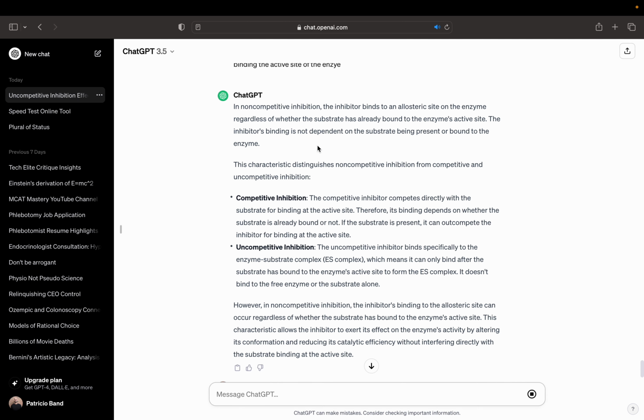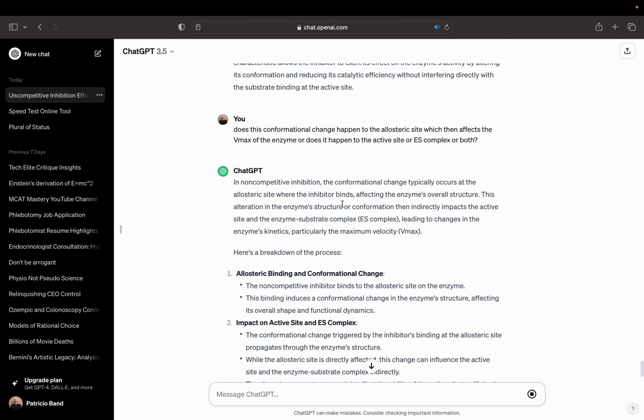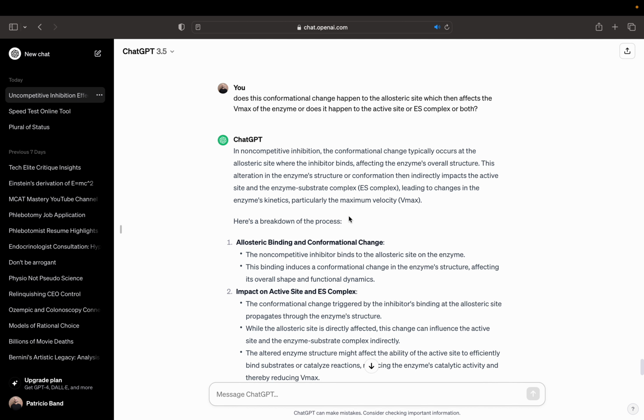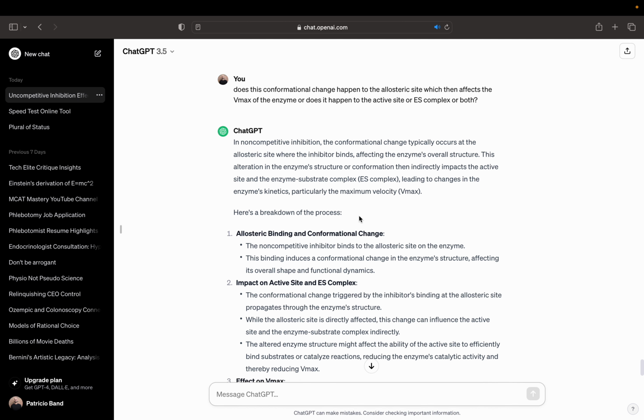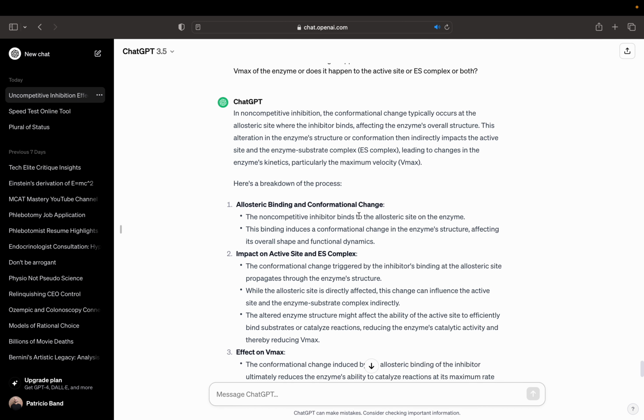As far as we know, it's both the enzyme and the enzyme substrate complex. It typically occurs at the allosteric site, affecting the enzyme's overall structure. This alteration in the enzyme structure or conformation then indirectly impacts the active site and ES complex, leading to changes in the enzyme's kinetics, particularly the Vmax. But Km is not affected because it doesn't matter how many substrates it binds to.